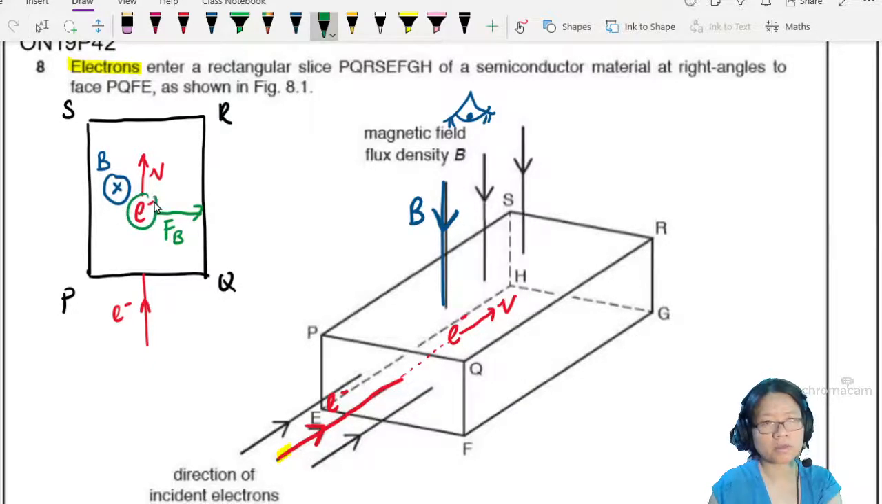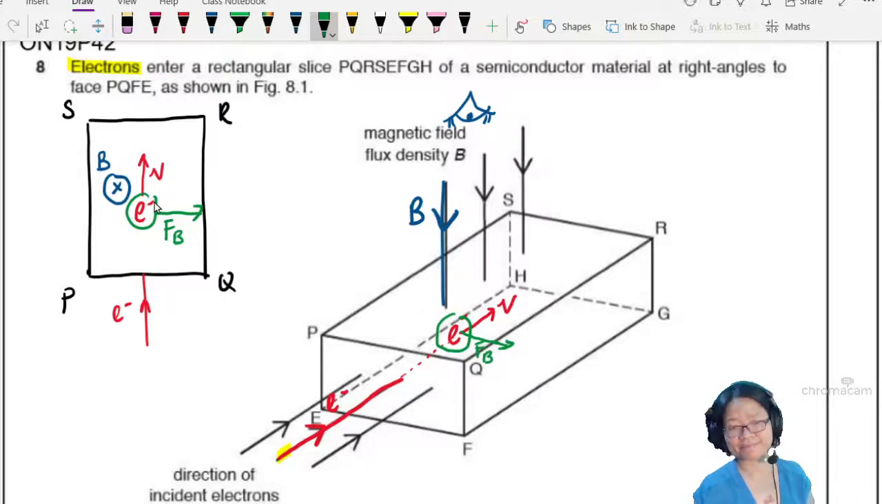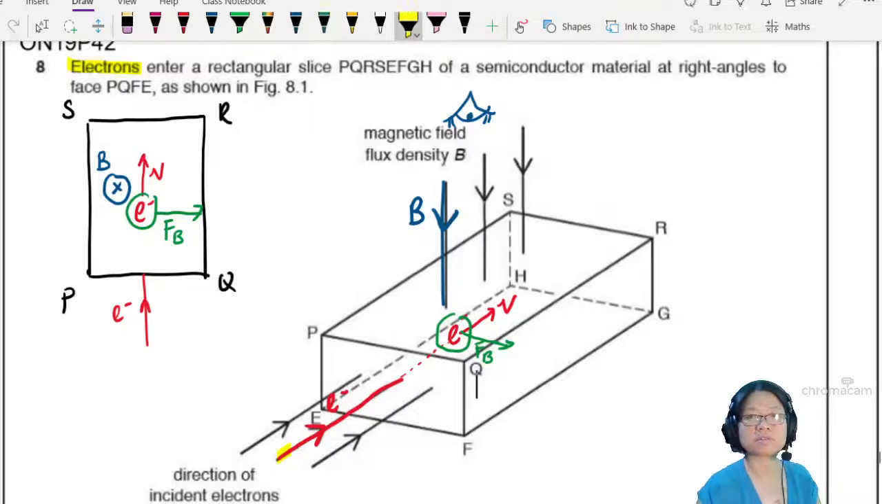You can repeat the same idea here for this electron. If you're able to align your hand appropriately, you will find that FB is in this direction. So if you can do it in 3D, you can do it in 2D. All right. So now all the electrons will be directed towards this face. I will highlight this face.